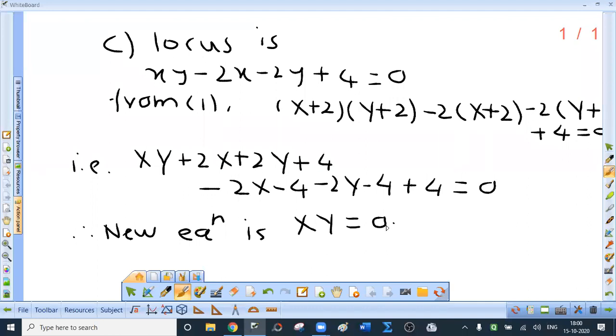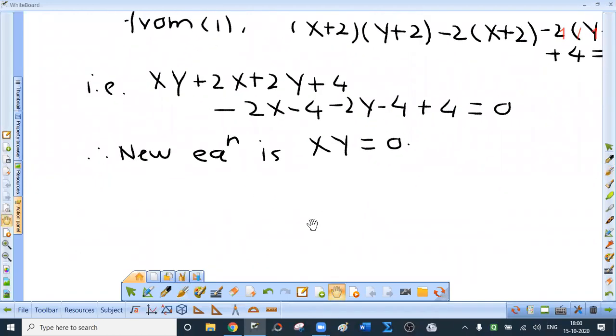See, in 12th standard, we are going to discuss one topic, that is pair of lines. So we will see that xy equal to 0 is the joint equation of coordinate axis, because x equal to 0 is y axis and y equal to 0 is nothing but x axis. So this is C part. Now D for homework. Let me tell you the answer. Answer is y square minus 4x equal to 0. This is for homework. Write down.